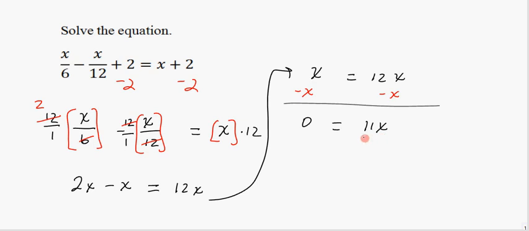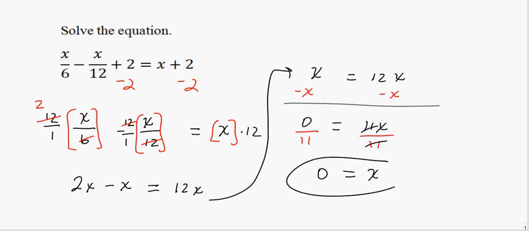Now, sometimes students will say, well, I guess there's no solution. But, well, there's a solution. The next step would be to get x by itself. This is what we would do with any equation. We would get x by itself, and we could do that by dividing both sides by 11. So that on the right side, the 11's cancel, we have x. On the left side, 0 divided by 11 is just 0. So the solution to the equation is x is equal to 0.